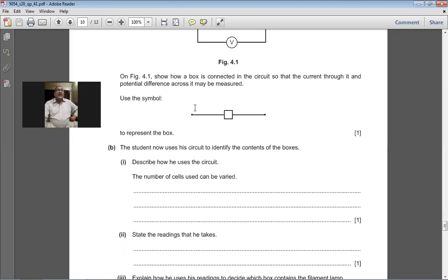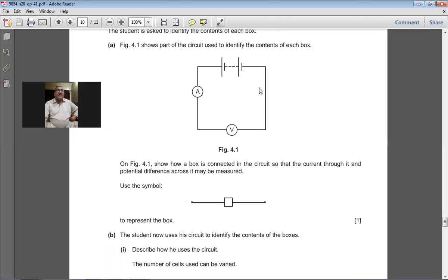The question is, on figure 4.1, show how a box is connected in the circuit so that the current through it and the potential difference across it may be measured. Use this symbol for the box. Okay, this is the symbol for that box. Inside the box, maybe we have a filament lamp or maybe some other thing, but that's inside the box.